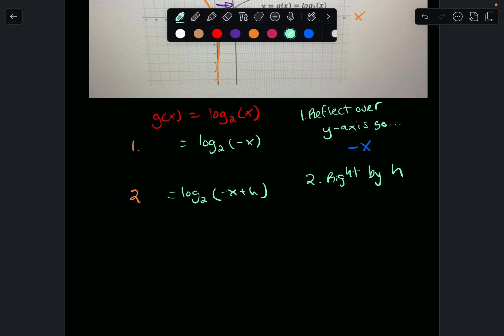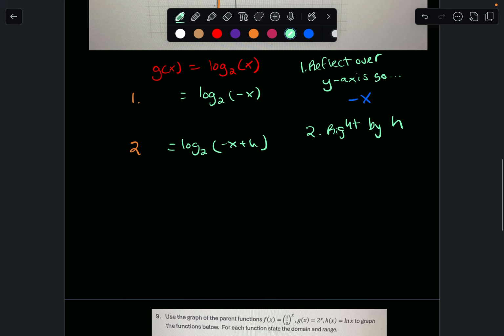And then we're shifting up by something, by k. I don't know what variables you're supposed to be using here. h and k are kind of standard. So 3 would be log 2 of negative x plus h plus k. Up and right, positives for both. That's kind of straightforward. I think that's what it wants you to do.